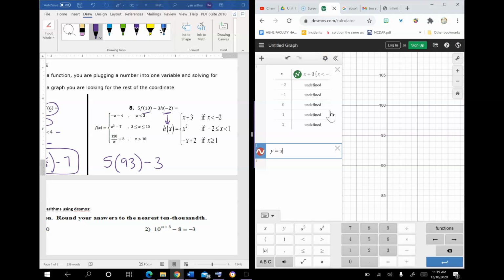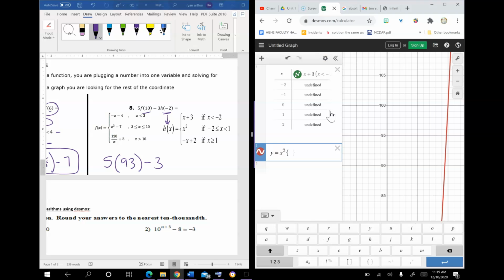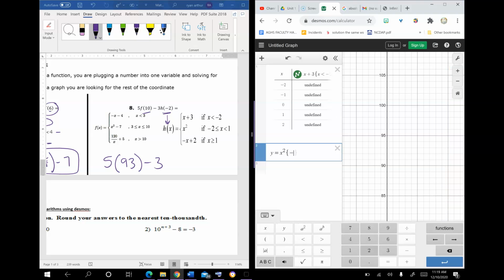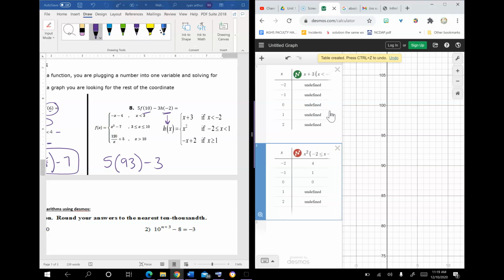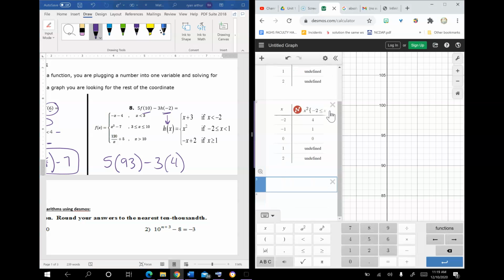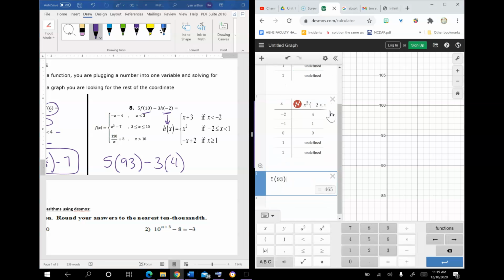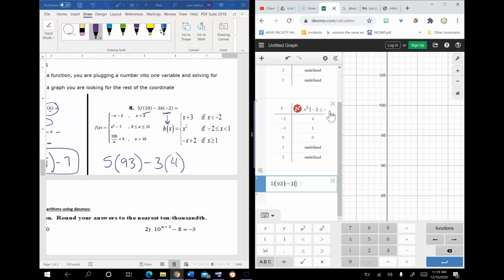y equals x squared, curly brackets, negative 2 is less than or equal to x, which is less than 1. Convert it to a table. Can it be negative 2? Yeah, it's 4. So I'm going to replace that with 4. Now I'm going to type this mini expression I have over here. 5 times 93 minus 3 times 4. So my answer is 453. And that's all you have to do with piecewise, guys.